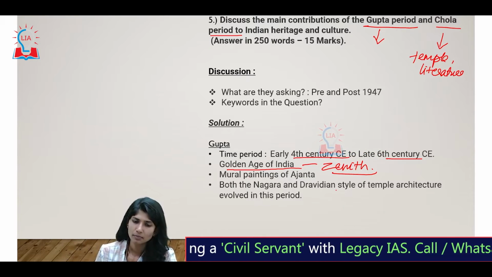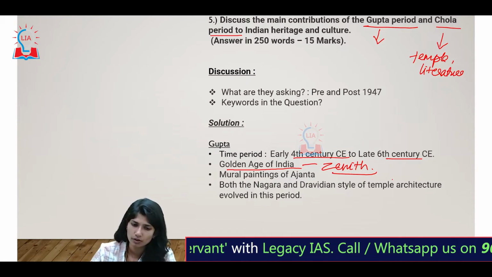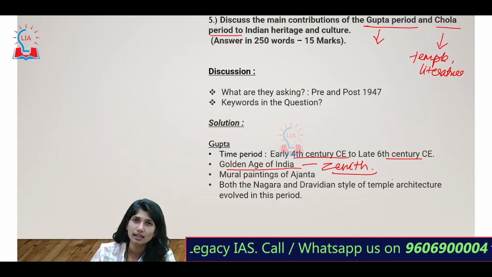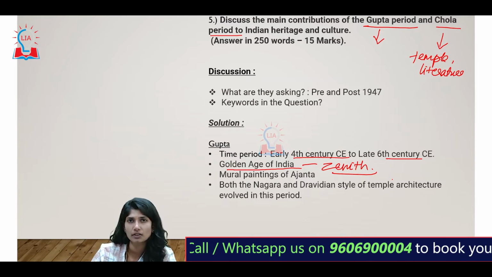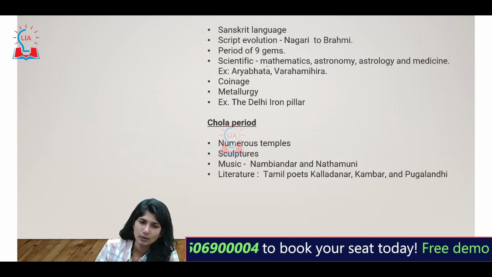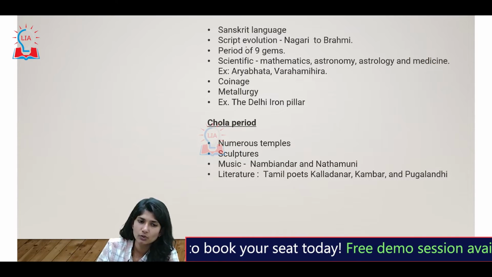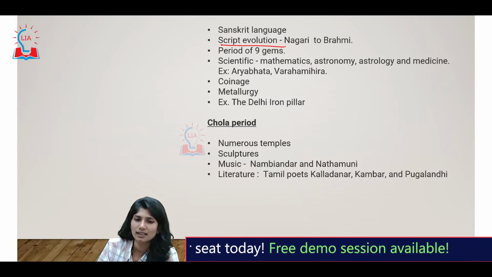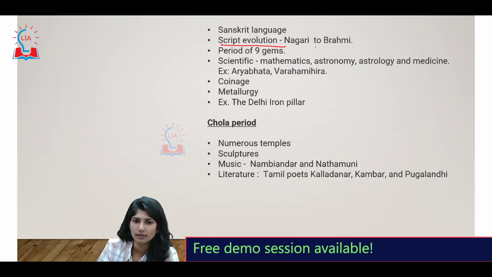We see the temple styles of architecture also, your Nagara and Dravida. They evolved in this period. Then Sanskrit language, evolution of script. Basically, we had the Brahmi script, right?